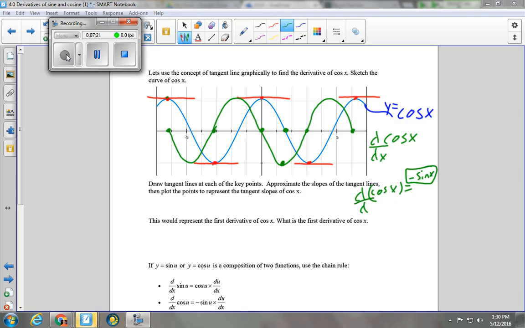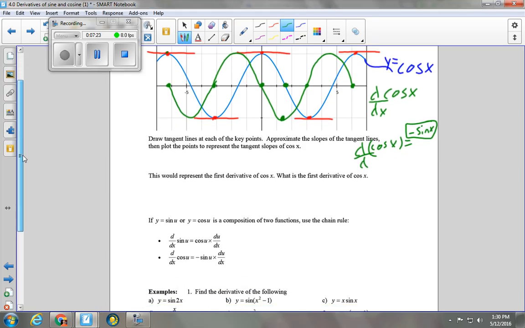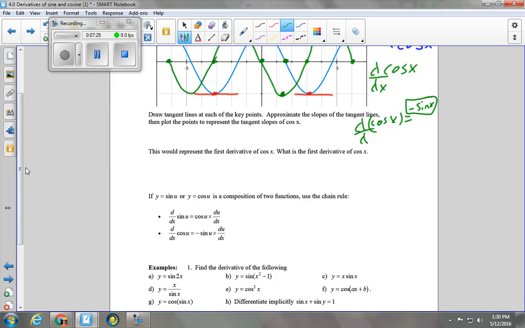So we've got two so far that we just have to remember. The derivative of sine x is what? Cos. Yeah, the derivative of sine is cos. The derivative of cos is negative sine. So those are the two new things that we've learned. Now we just need to use those in questions.